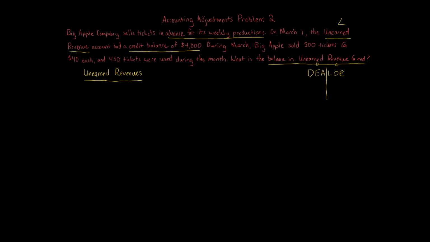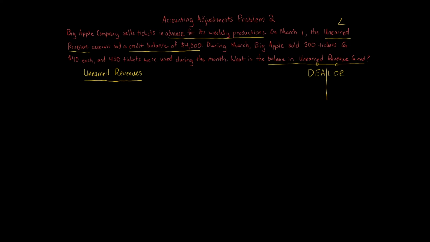So when the sale takes place, Big Apple is going to collect the amount of cash from the customers, and then they're going to credit a liability because now they've collected money, but they have a legal right to perform services in the future. They have to perform those services.